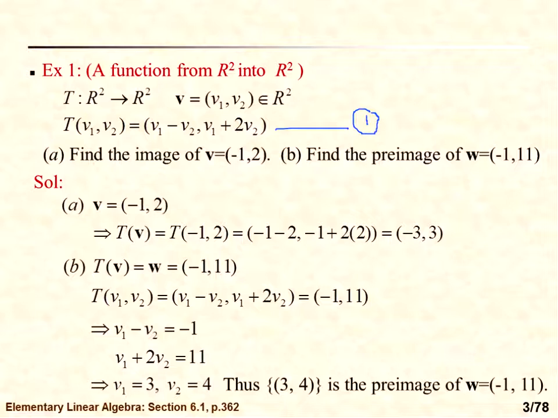And the question is, find the image of V = (-1, 2). So the image of V is (-1, 2). We are going to solve part A. So the image of V = (1, 2).